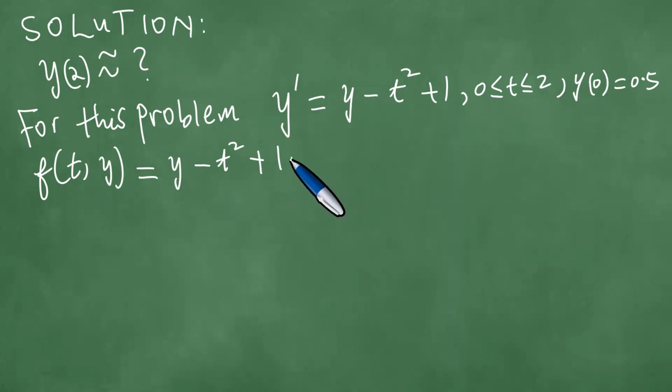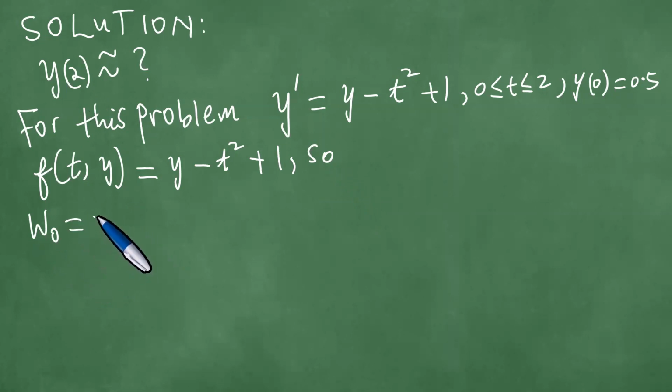With that said, to use Euler's method, given these, we need to estimate the solution at t equals 2, so we shall find y at 2. Now, we start with the initial value.